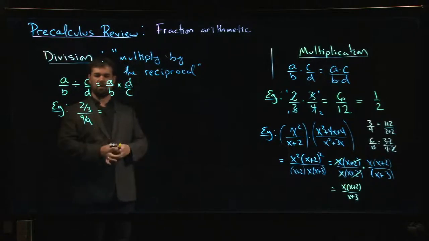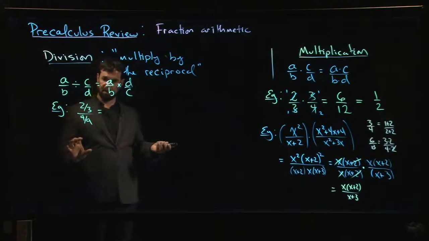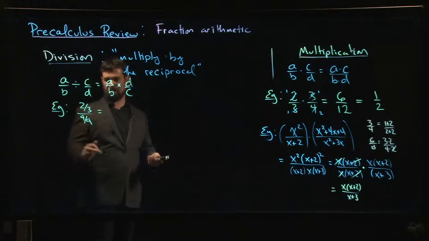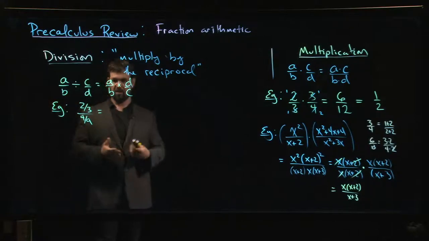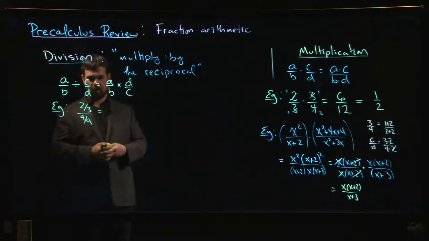But I think this is a good one to look at, because you'll notice that when you're doing division, the way we tend to write things in calculus, you get these compound fractions, right? Fractions within a fraction. The numerator and the denominator of this fraction are themselves fractions. And you have to think about how you simplify. When you write this out, what goes where?